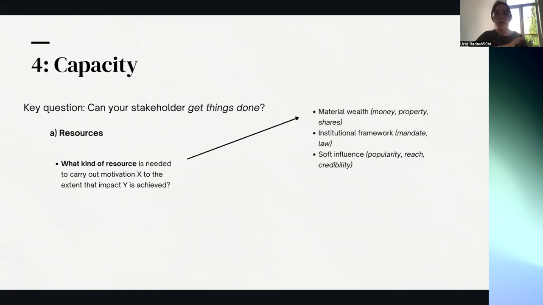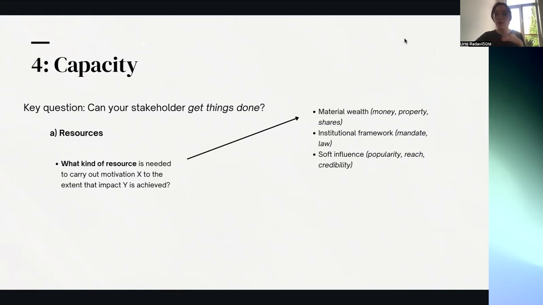Cool. So that was the incentives part of analysis questions that you could ask yourself. And now we're moving on to capacity. So here, the very intuitively key question is, can your stakeholder actually get things done? And here we think about, first of all, resources. We sort of move away from the stakeholder themselves and think about the impact of the argument and ask ourselves what kind of resource is needed in order to carry out the motivation that was established in order to achieve said impact. So sometimes that's going to be parallel for both sides of the house.